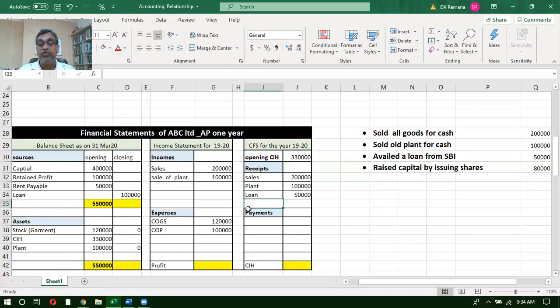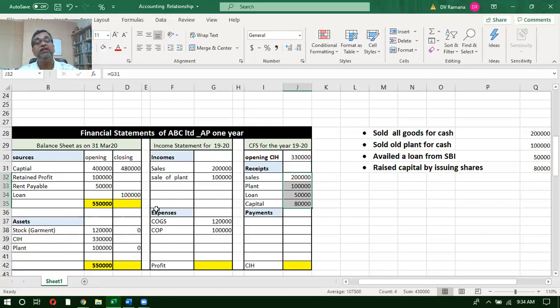The fourth one, we have raised capital. So capital has been raised to the extent of 80,000, and capital will increase by 80,000. So we see here, there are different types of receipts, but all receipts are not income. Some are incomes, some are liabilities, some are equity, some are reduction of assets.